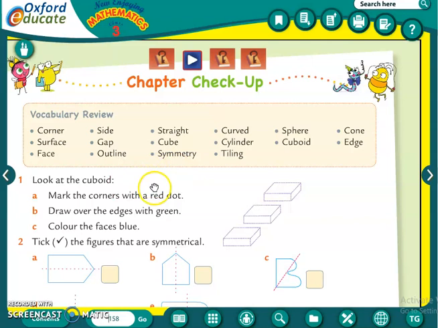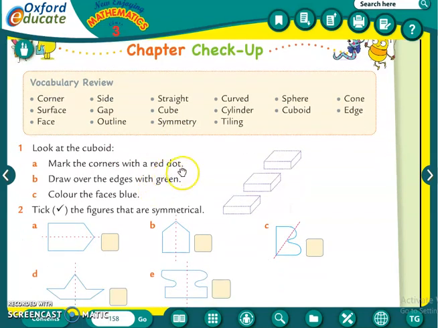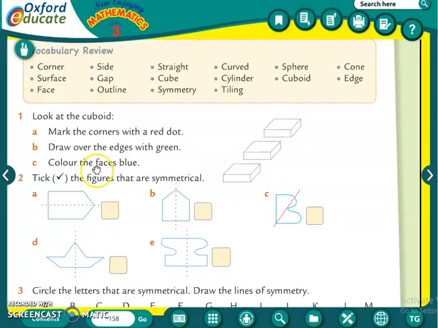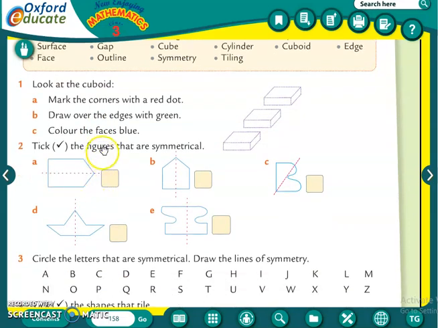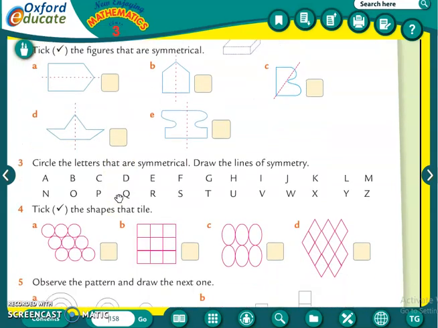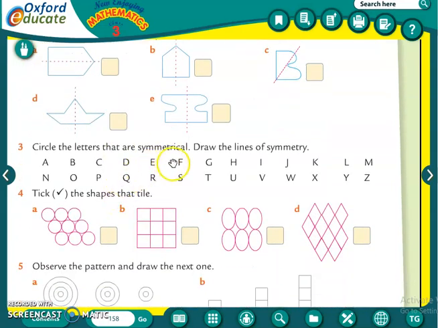See, look at the cuboid, mark the corners with a red dot, draw over the edges with green, and color the faces blue. You know what are corners, what are edges, and what are the faces. That you have to color according to what is given. Now tick the figures that are symmetrical. Which figures are symmetrical, that you have to tick. Either it is symmetrical or not. That also you know.